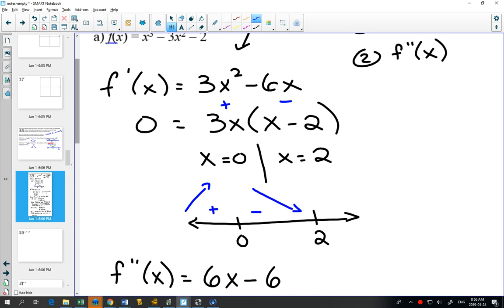And finally, plugging in a number larger than 2, like 3. This is positive. 3 minus 2 is now positive. Positive times a positive is positive. So your first derivative test tells you at 0 it's a maximum, at 2 it's a minimum.